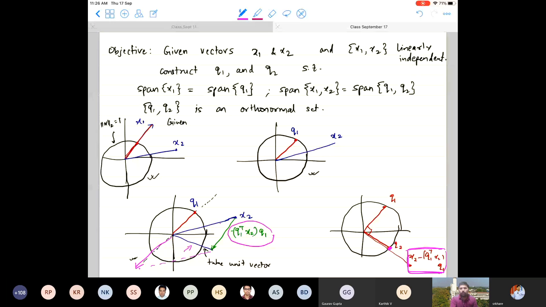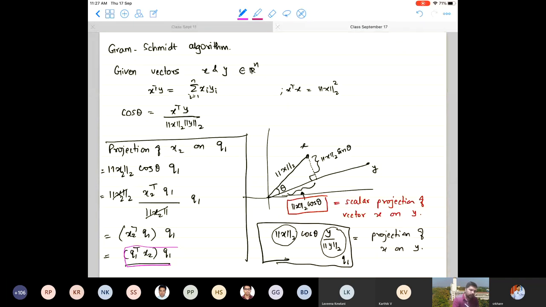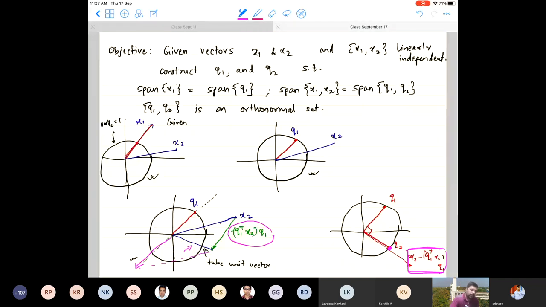In the third diagram, I understood that the projection of x2 is taken on q1 in order to extract q2, right? What was the purpose of the purple arrow in the third quadrant? Basically, the projection that you see here is along this direction.